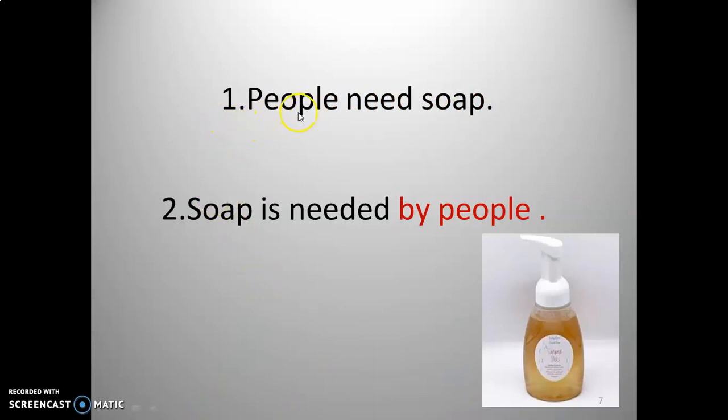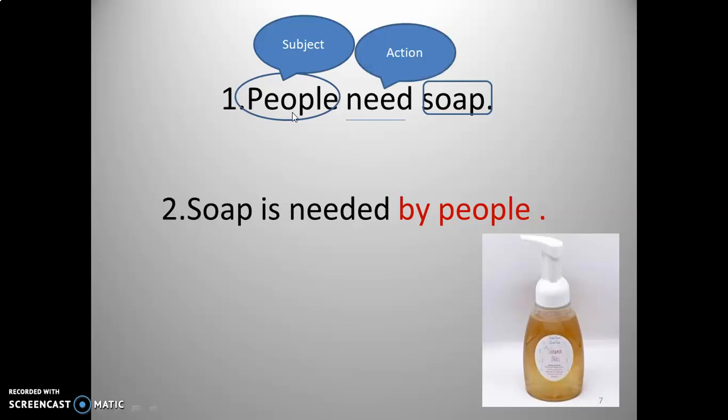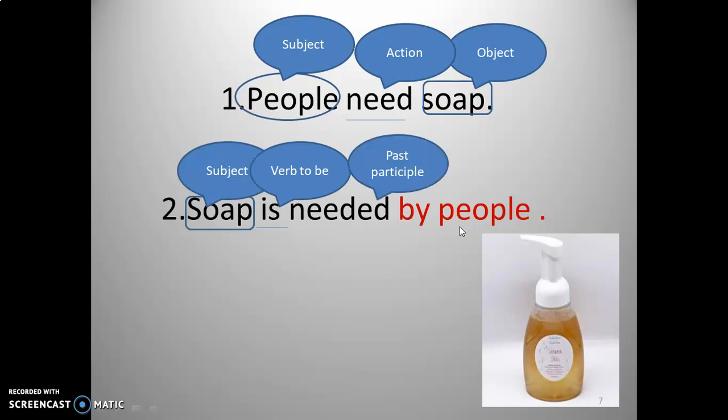More examples. People need soap. Who needs soap? People. What do they need? Soap. So people is the subject and soap is the object. Again, I moved the object to the beginning of the sentence to be as a subject. Then I add verb to be, this time is, because I use simple present tense in the active sentence. Needed is the past participle form of the verb need. Also, I added by and the agent. Soap is the subject of the passive sentence. Is verb to be. Needed is past participle.